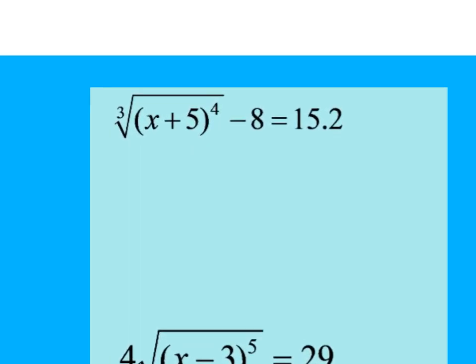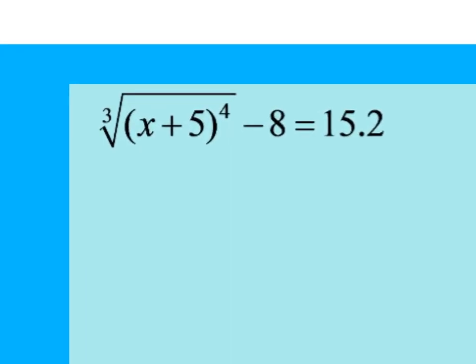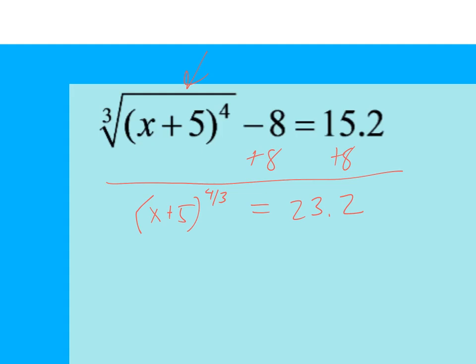You can see right out of the gate that we have a 15.2. This is different than what we've looked at in the past. So the first thing I'm going to do is add the 8 to both sides so that we can start to isolate this root over here. And I'm also going to convert this to, instead of being raised to the 4th and then a cube root, I'll just write it as x plus 5 raised to the 4th and a cube root as one fraction. So it's really raised to the 4/3. And this is 23.2 on the right side.